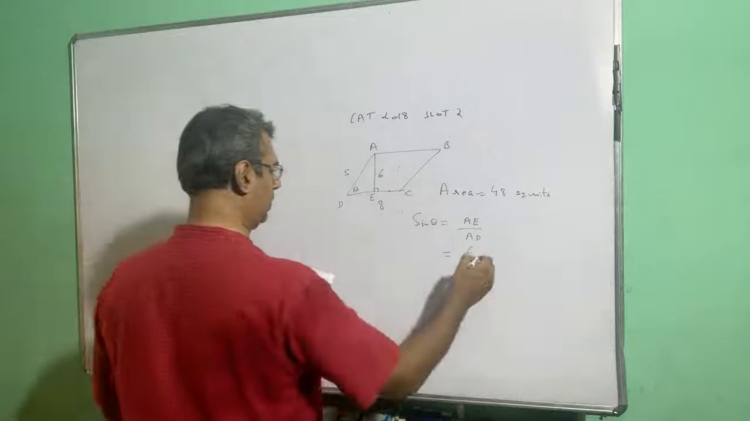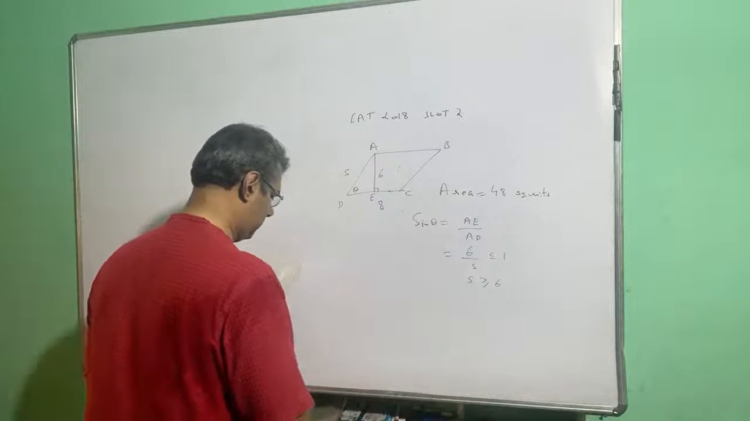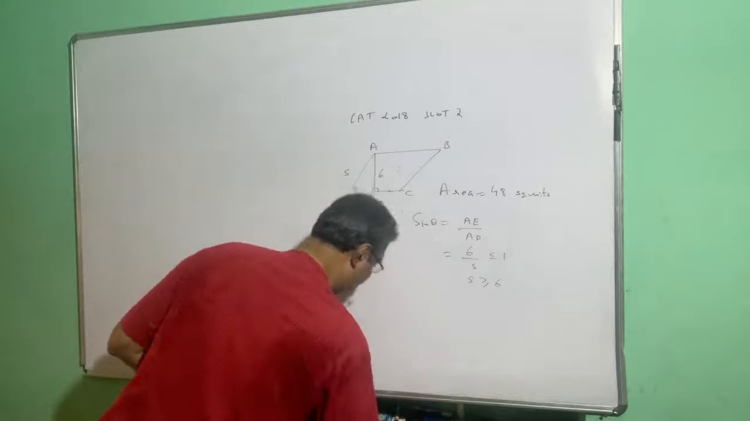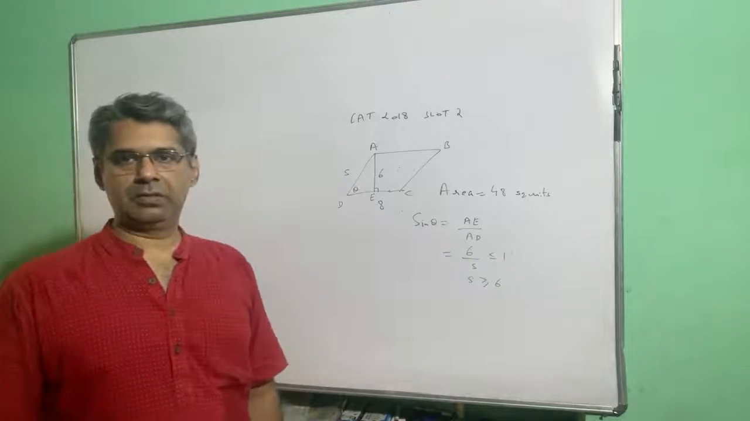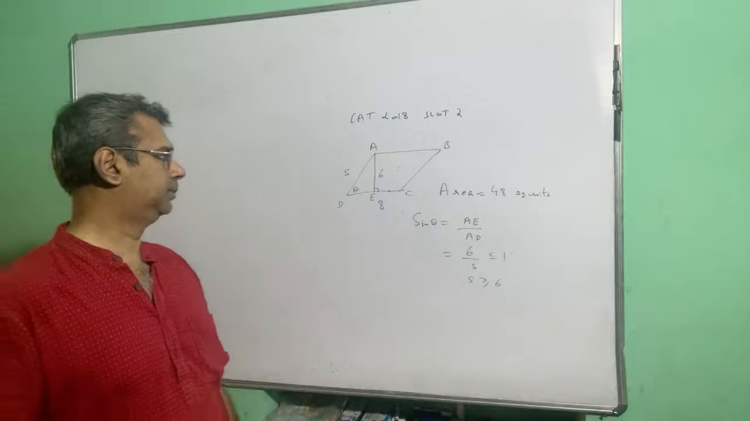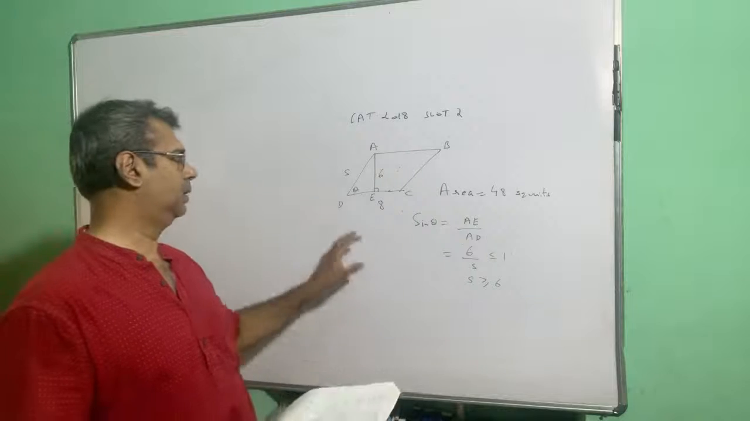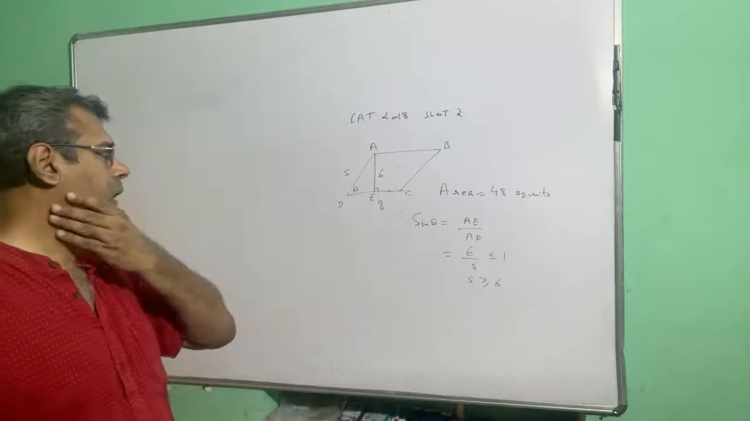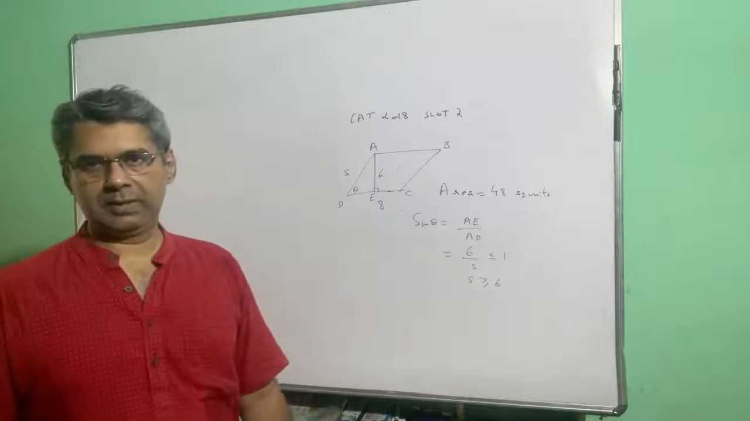Now sine is always lesser than equal to 1. So S is greater than equal to 6. So S will be greater than equal to 6. So that means the minimum value of AD will be greater than equal to 6, right?